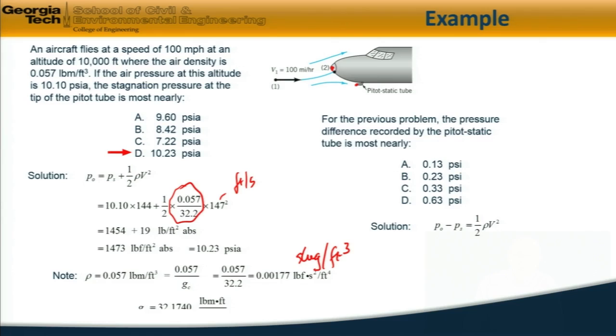So the solution here, again, just rearranging this equation, we have the pressure difference, P0 minus PS, is the dynamic pressure, 1/2 rho v squared, but we've already calculated that. It's this number right here, 19 pounds per square foot. So dividing by 144, that is equal to 0.13 psi, and the answer is A. And in this case, we don't have to put a subscript A or G on the end, because this refers to a pressure difference.